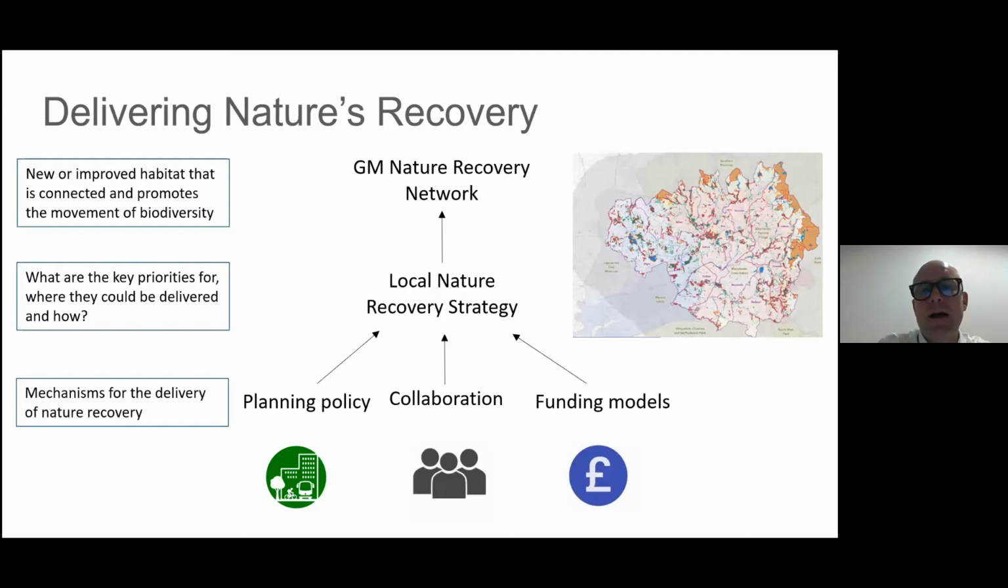We will be looking to actually produce a formal, more statutory local nature recovery strategy over the next year, and that's the same across the country. Authorities across the country will have to start producing a local nature recovery strategy as a result of the passing of the Environment Act.